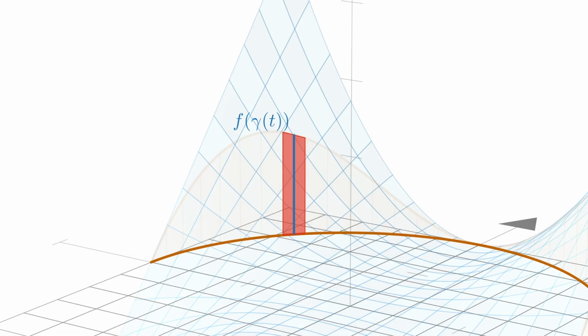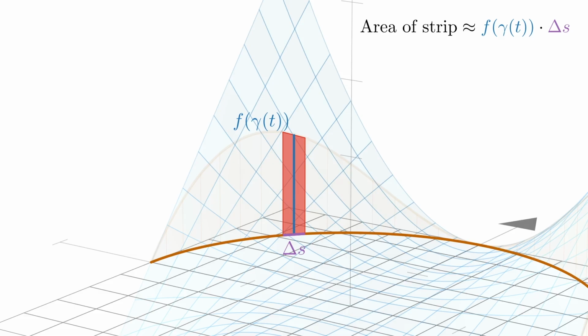So the height is f of gamma of t. Its width is the small arc length along the curve. We call that delta s. Delta s is a small piece of arc length. So the area of one small strip is approximately f of gamma of t times delta s.